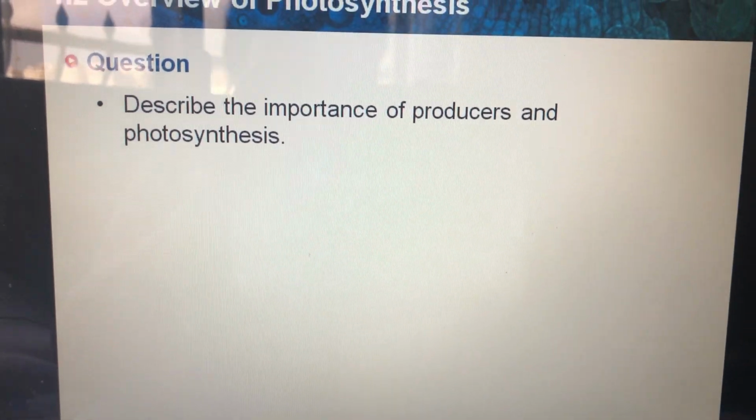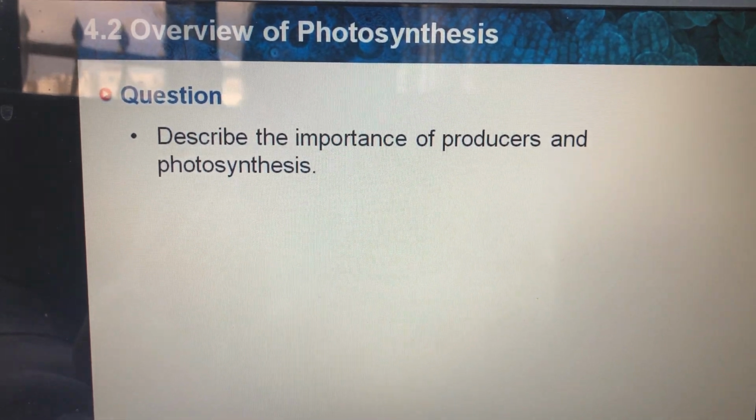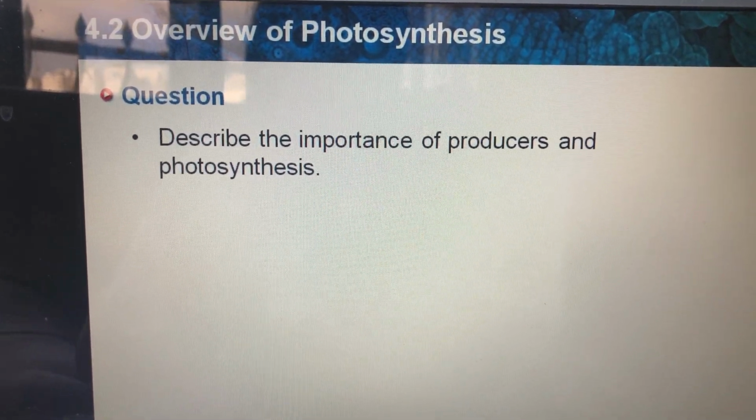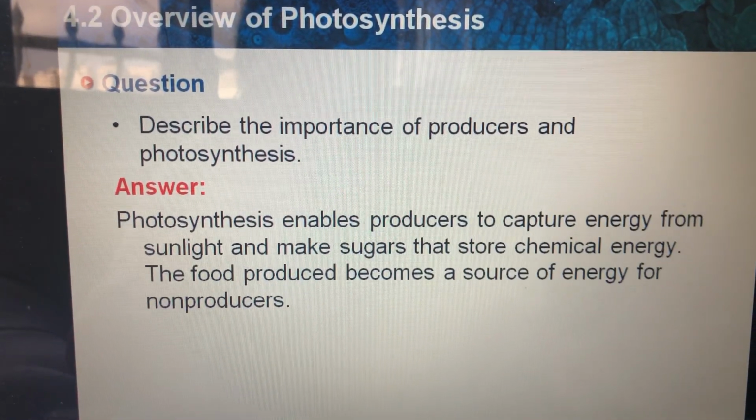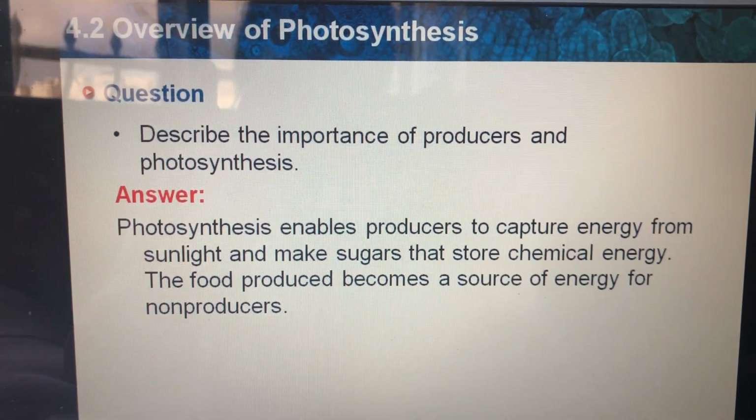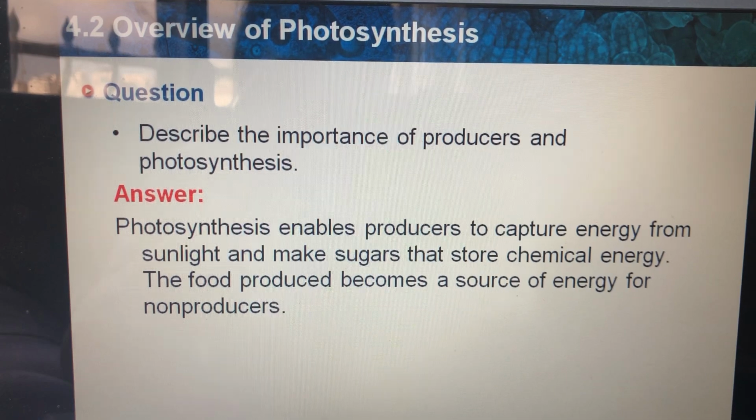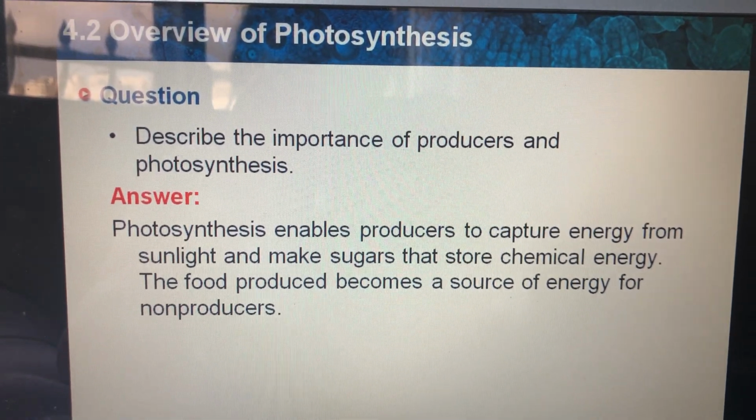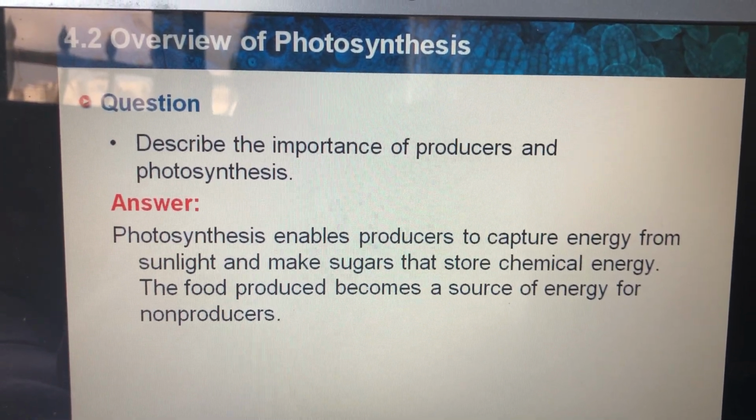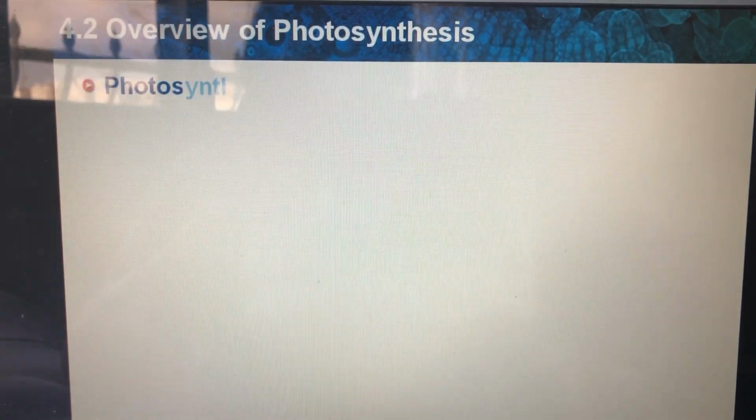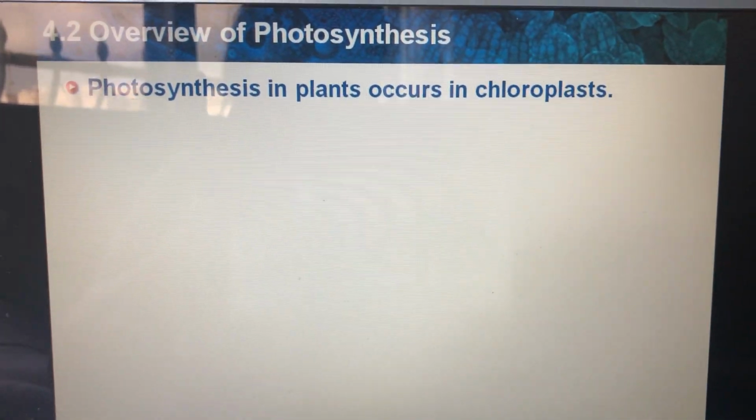So if I ask you now to describe the importance of producers and photosynthesis, why are they important? Because photosynthesis enables producers to capture energy from the sunlight and make sugars that store chemical energy. The food produced becomes a source of energy for the non-producers, like consumers.